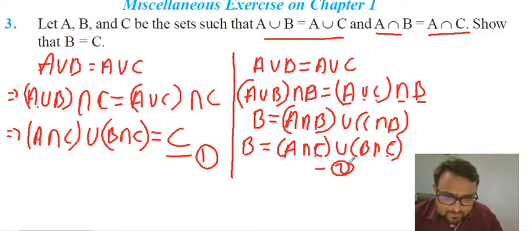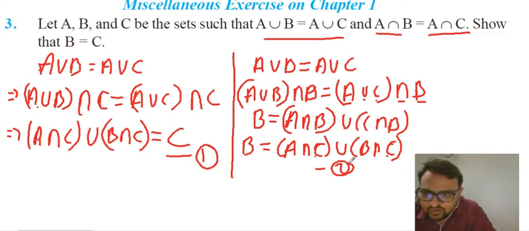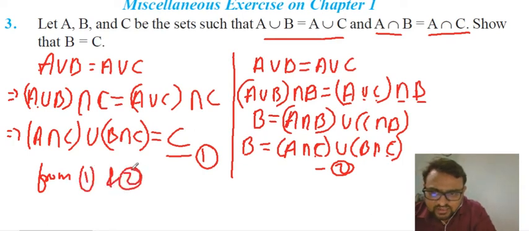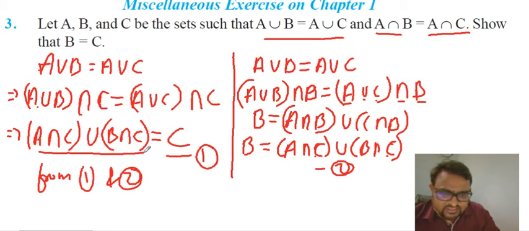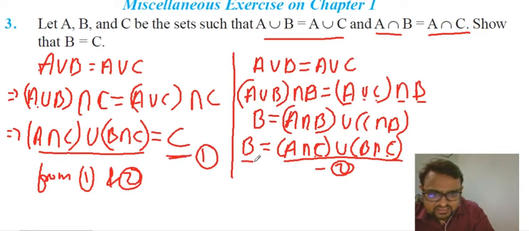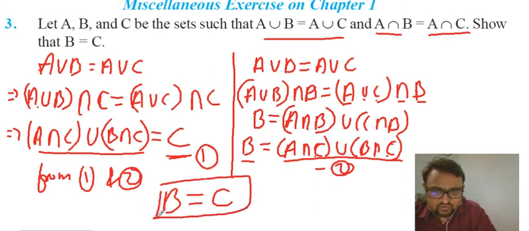Now see, when I compare equation 1 and 2, from 1 and 2, (A intersection C) union (B intersection C) in both, same. So that means C is equal to B, or B is equal to C. Okay, hence this is proved. Clear? So note down question number 3.